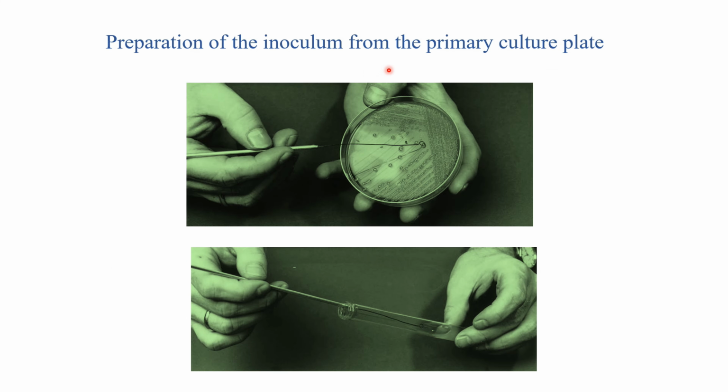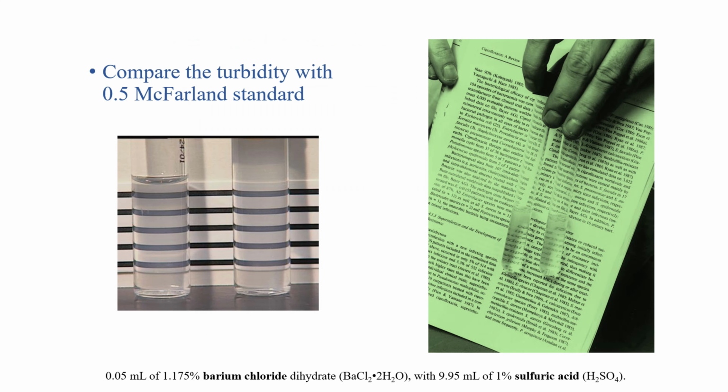Preparation of inoculum from the primary culture plate. So this is the primary culture plate. Here you can see there are many colonies in the primary culture plate, and each colony represents a single type of organism. So we take one colony with the help of an inoculating loop and inoculate this single colony into a liquid culture or broth, and this broth may be sterile water, nutrient broth, or peptone water. This is the first step.